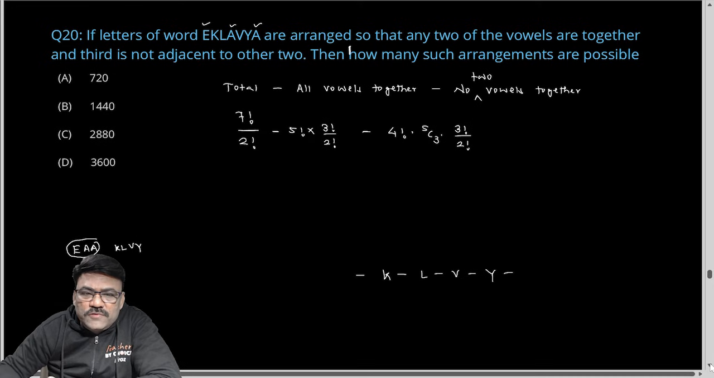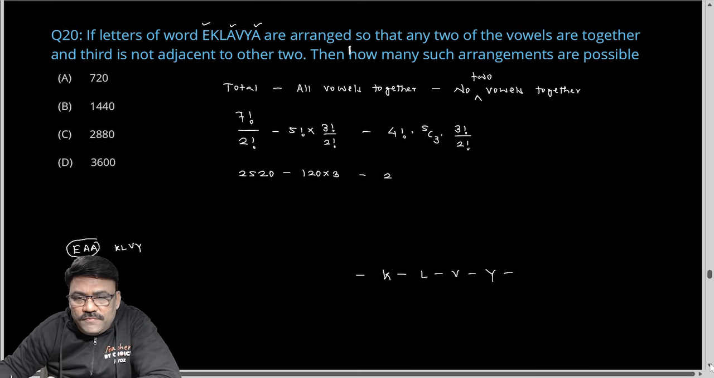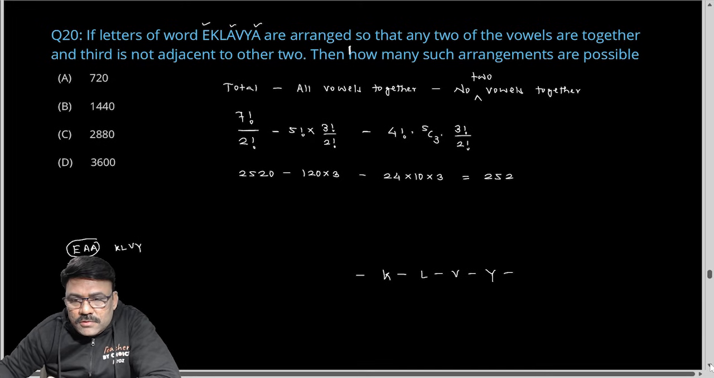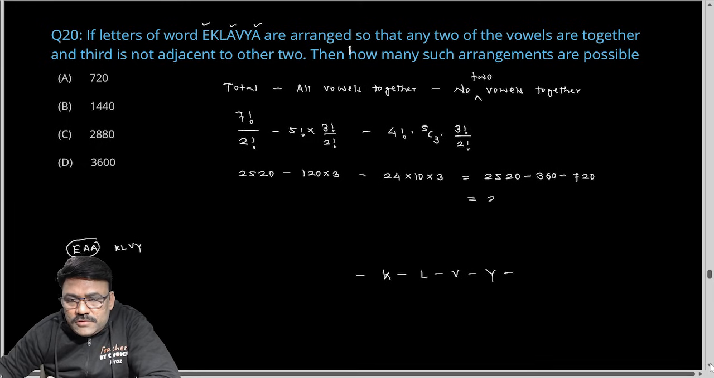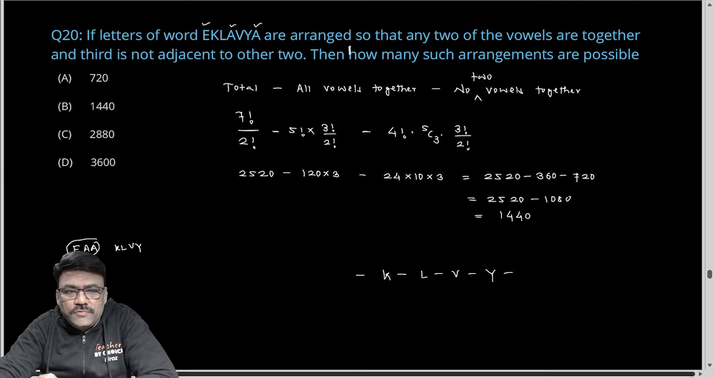See, 7 factorial is 5040 over 2, so it is 2520. 5 factorial is 120 into 3. 4 factorial is 24, 5C3 is 10, into 3. So you have 2520 minus 360 minus 720. So ultimately it is 2520 minus 1080. When you subtract, 2520 minus 1080, you will get 1440. This should be the answer here. 1440.